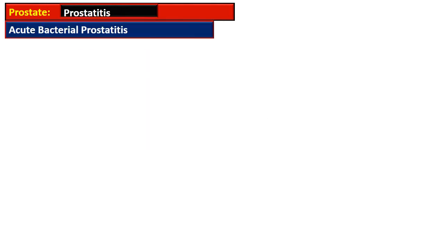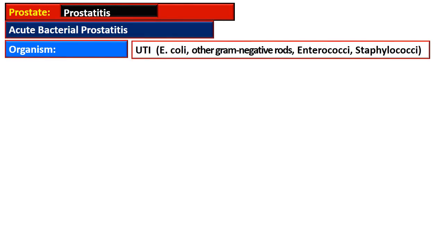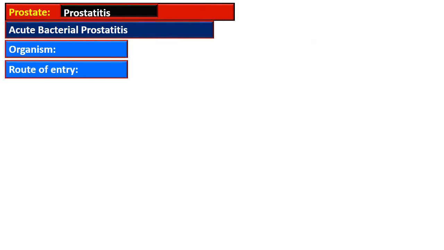So the acute bacterial prostatitis is caused by the organisms that are responsible for urinary tract infection, and these are E. coli, gram-negative rods, enterococci, and staphylococci. E. coli is responsible for more than 90% of the infections of the urinary tract, so it is the most frequently encountered organism in these infections.